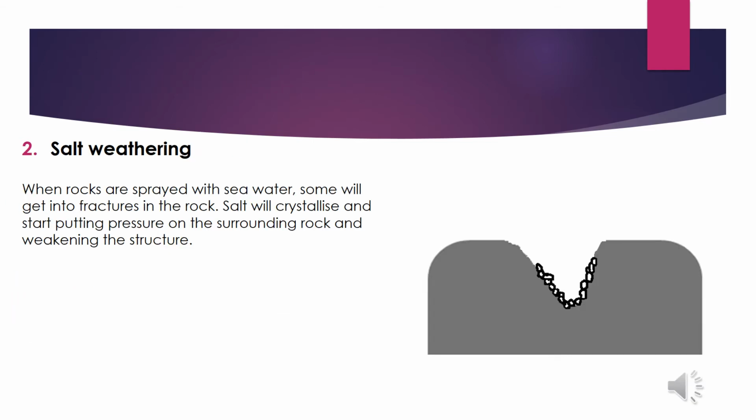If the rock is by the coast, you may get salt weathering. This is another form of mechanical weathering. This is when salty seawater enters the fracture. The salt will crystallize, and as it starts to crystallize, you might see white covering on the rocks. Like with the freeze-thaw weathering, the salt crystals will start to put pressure on the rock, weakening it.